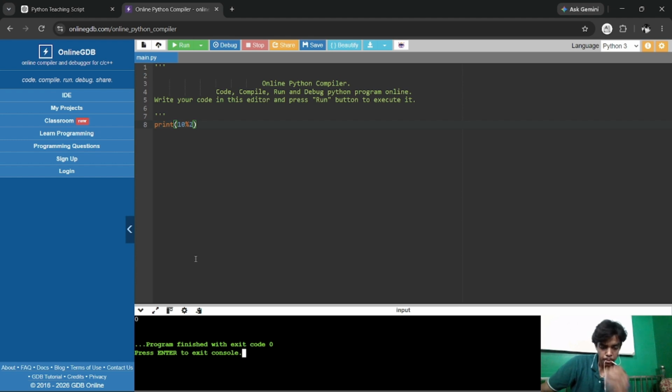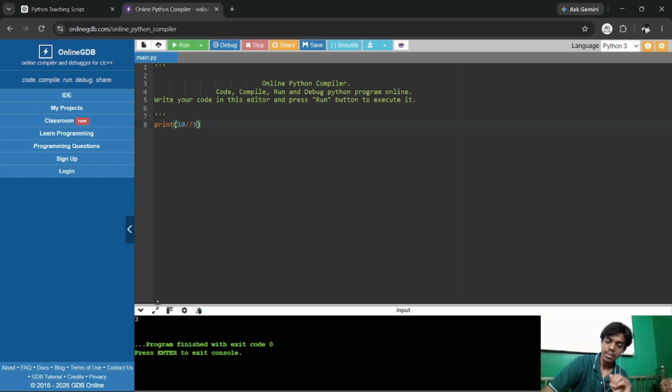Next, we will go on to floor division, which is the double division sign. Let's write a program for it. Print 10 double slash 3. Let's find the output. The output here is 3. Why not 3.33333? The floor division removes the decimal part and only keeps the whole number.